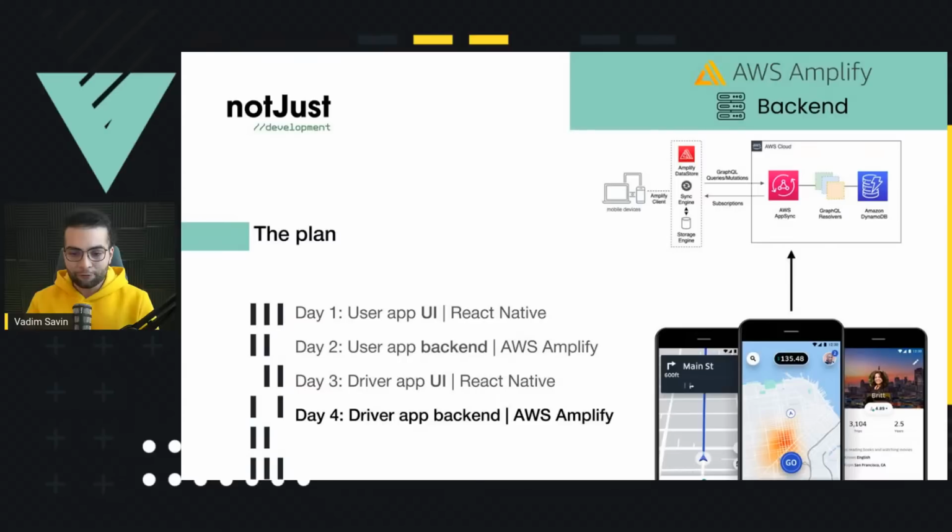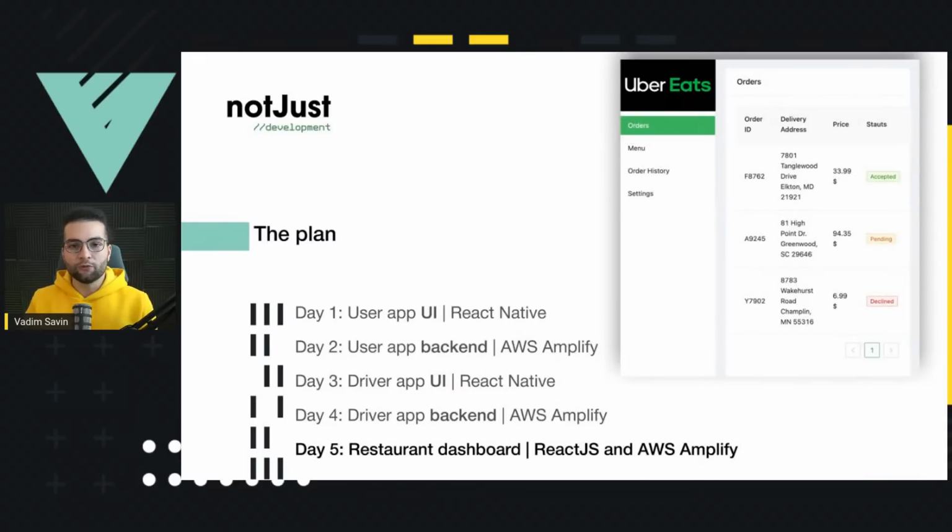So in day 4, that's going to be tomorrow, we're going to implement the backend for our driver application, and also we're going to implement the real-time synchronization between the driver and the user. We're going to send some real-time data there in order for the user to always know the live location of the driver. That's exciting. And lastly, we're going to do the restaurants dashboard in day 5 with React.js and AWS Amplify, from where the restaurants will be able to manage their orders, their menu, and other information like direction, address, and so on.